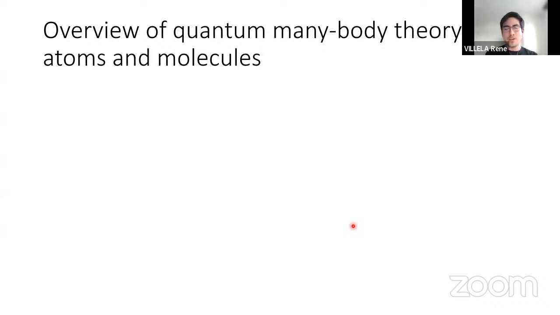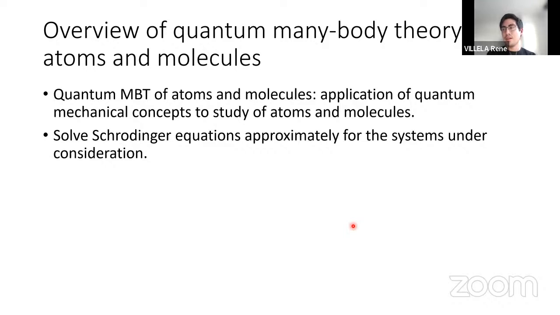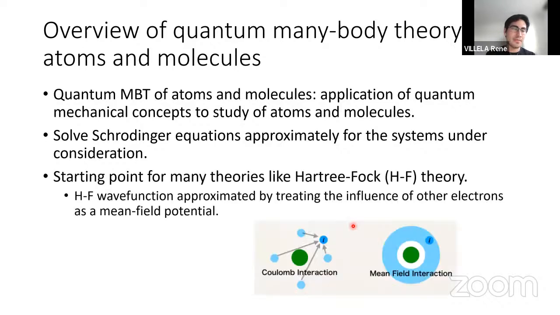Also, let me briefly talk about the quantum many-body theory of atoms and molecules, which is what we're going to be using to calculate the atomic properties that we want. In short, the quantum many-body theory of atoms and molecules is nothing but the application of quantum mechanical concepts to the study of atoms and molecules. As many of you know, the Schrödinger equation is not exactly solvable for most real systems. So we try to find approximate solutions for whatever system we are considering.